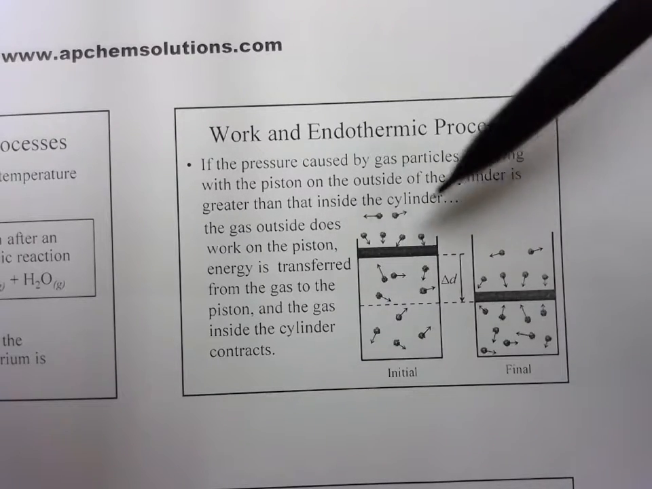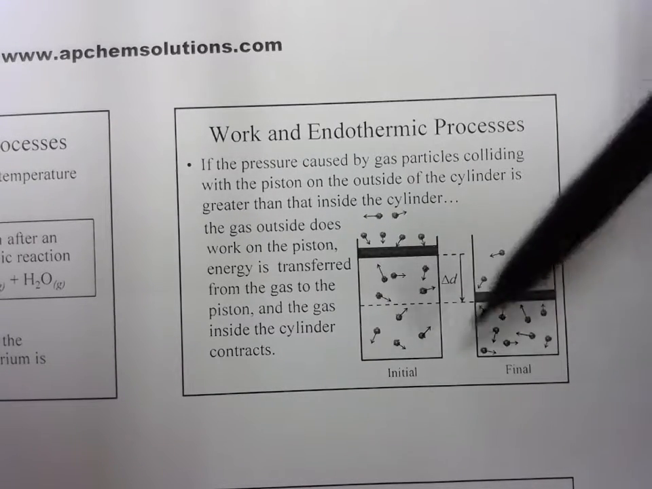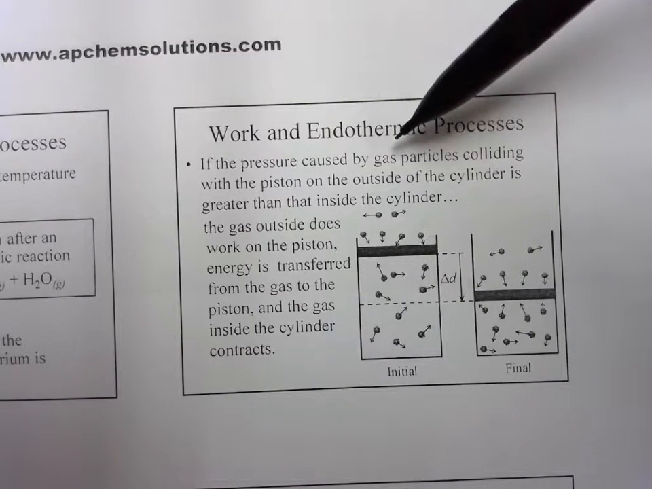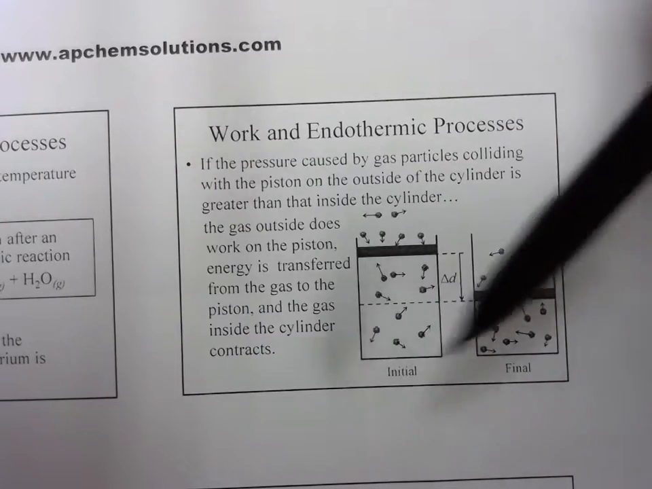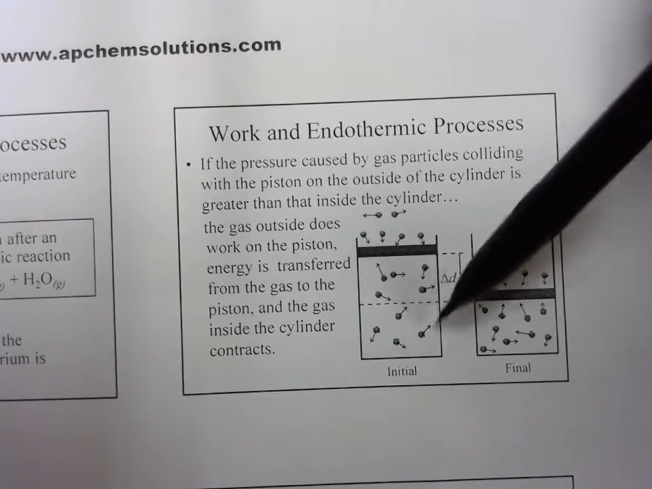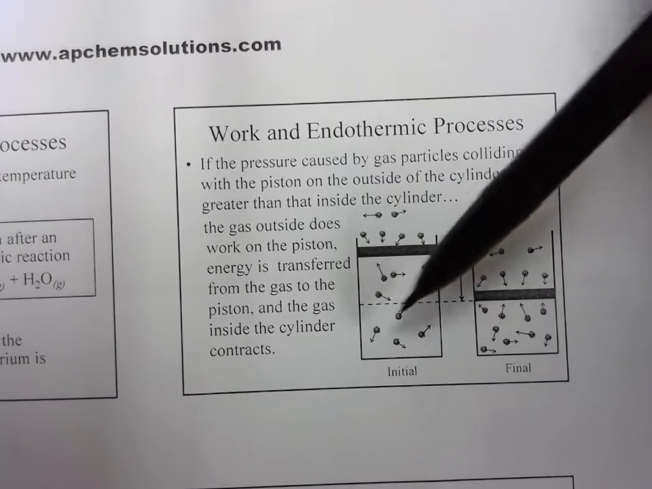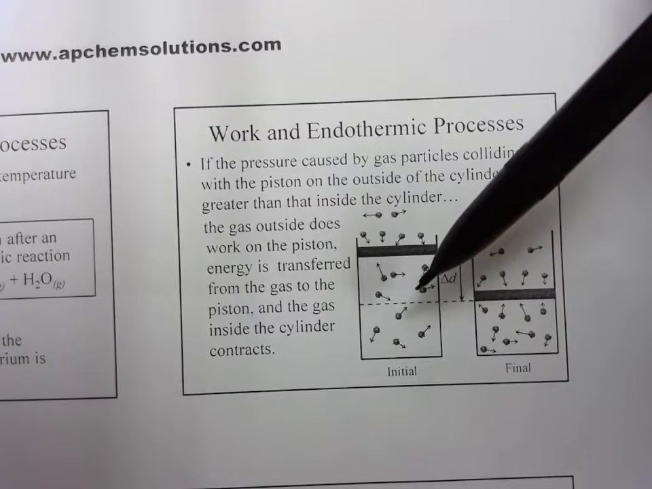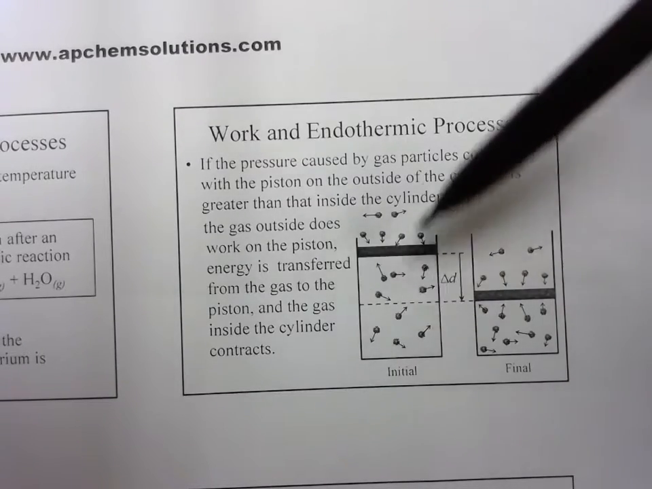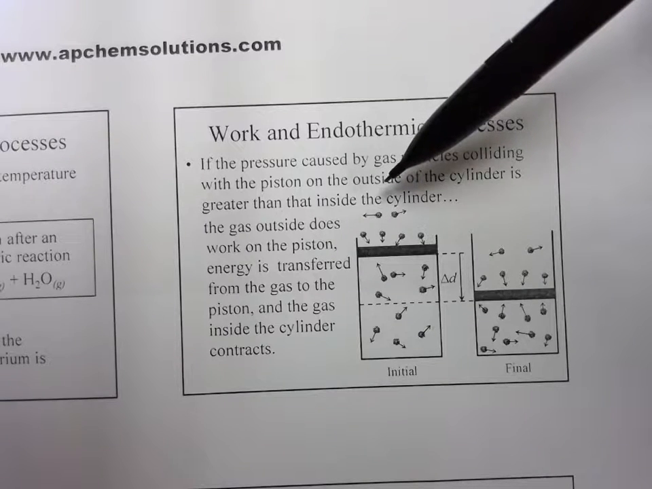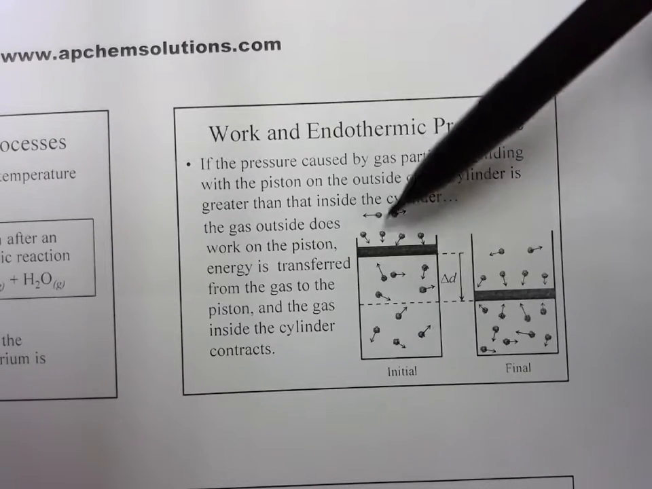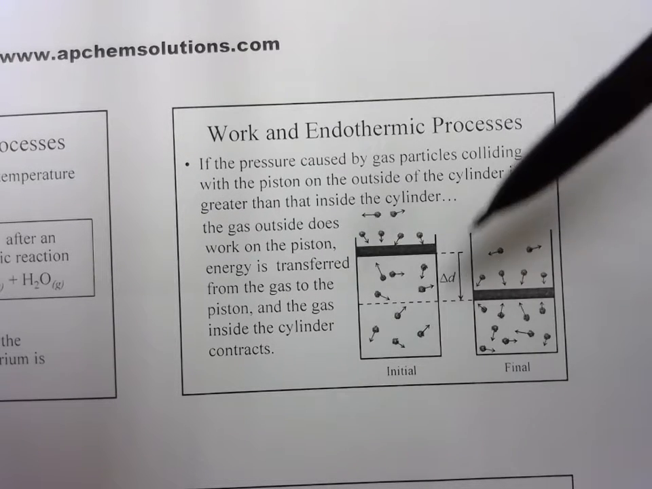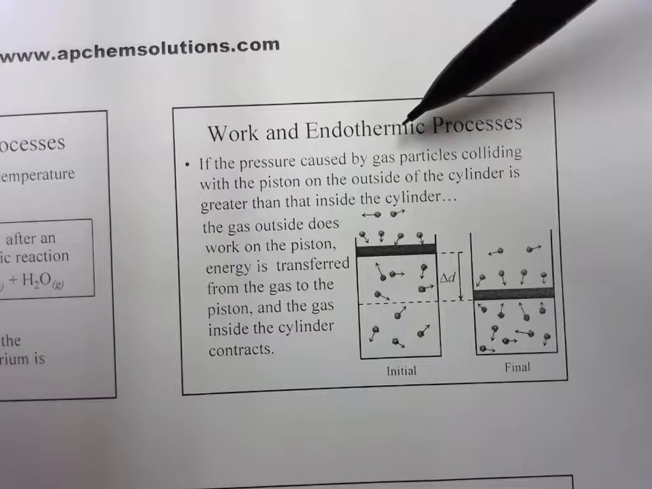Okay, so in an endothermic process, your volume decreases, because the surroundings are doing work on the system. Right, the gas inside of the cylinder being your system, the gas outside of the cylinder being your surroundings. Your surroundings doing work on the system, compressing the system, makes it an endothermic process.